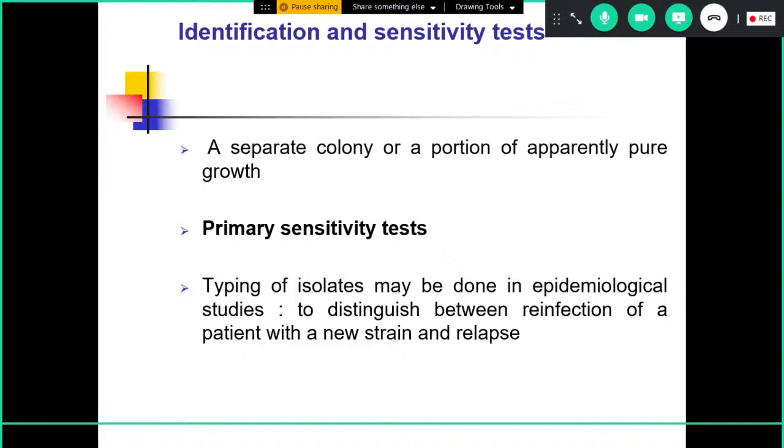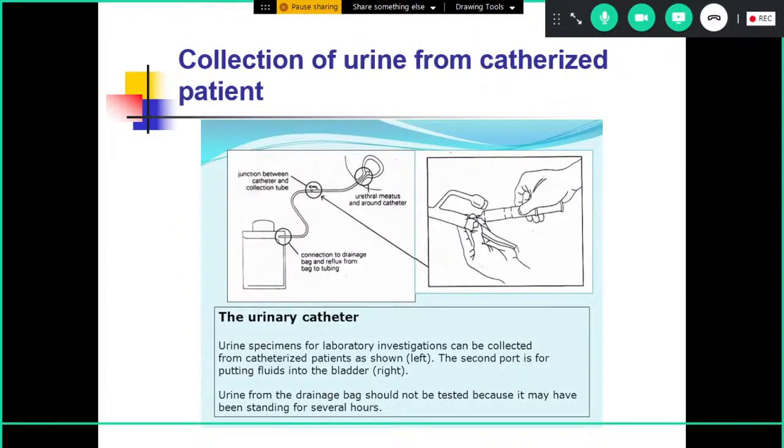Typing can be done but is not done as a routine. It is more for epidemiological purposes where you want to distinguish reinfection of a patient with a new strain from a relapse.